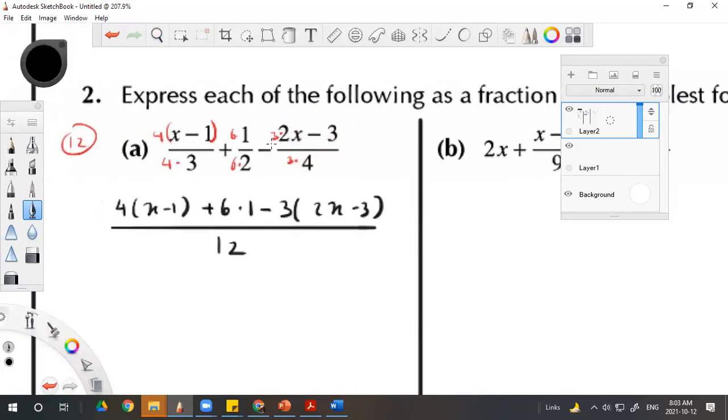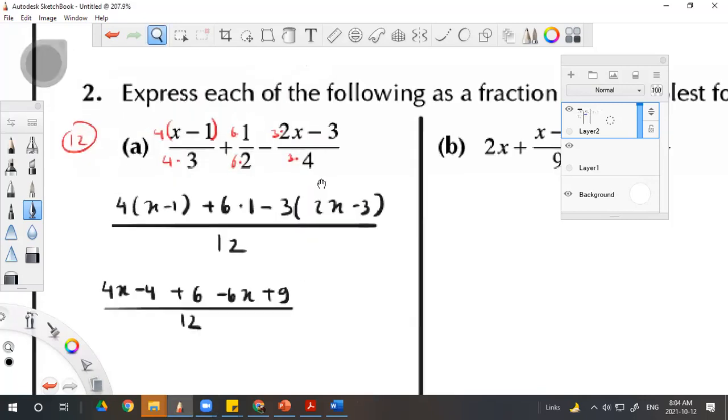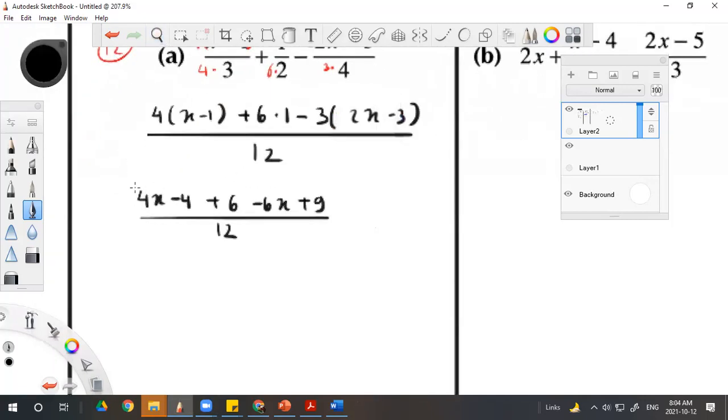Right? Now, 4x minus 4 plus 6, right? Because times plus 6 itself. And then minus 6x plus 9 over 12. Over 12. Right? And then what you can do next is collect the like terms. 4x. Okay, 4x minus, you mau pelan nggak apa-apa ya? Pelan pakai cara pelan ini. Minus 4 plus 6 plus 9 over 12.